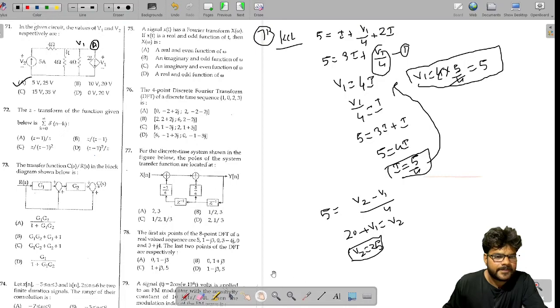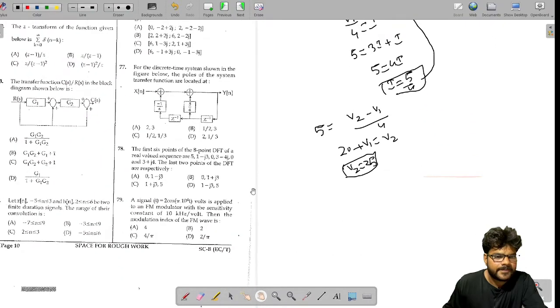So let us go to question number 72. The Z transform of the function given below. So we have to find out its Z transform. So the function we are given is the sum over k equals 0 to infinity of delta of n minus k, right? So if you keep on putting k equals 0, 1, 2, then we will get delta n plus delta of n minus 1 plus delta of n minus 2 plus dot dot dot.